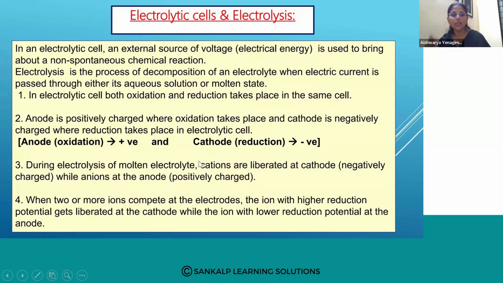During electrolysis of molten electrolyte, cations are liberated at the cathode while anions at the anode. So cathode is negatively charged. Now the question is why the cathode is negatively charged. Okay, let me take that here. So we are going to talk about the electrolytic cells now.